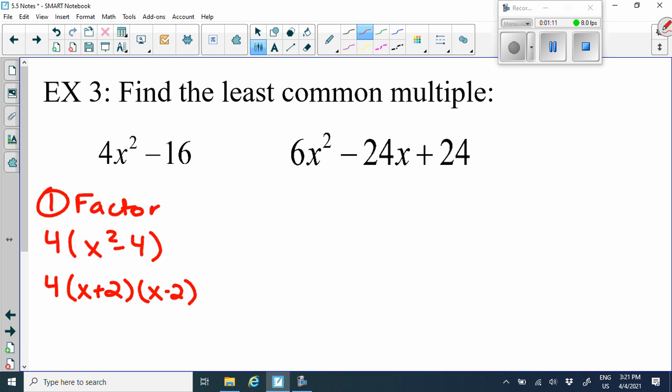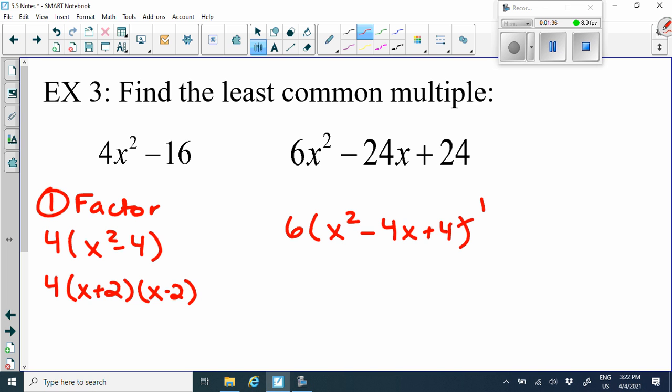Okay, now let's go ahead and factor the 6x squared minus 24x plus 24. So the first thing I need to see is, do these three terms have anything in common that I can take out first? Well, yes. They have a 6 in common. So I'm going to take that out, and I'm left with x squared minus 4x plus 4. Now, can I factor that a little bit?